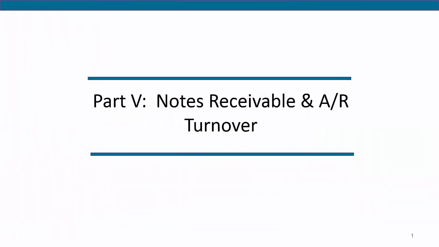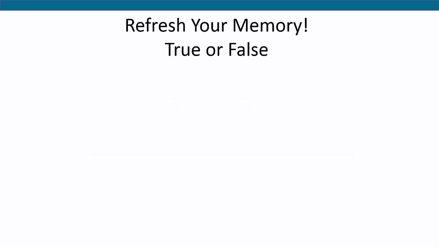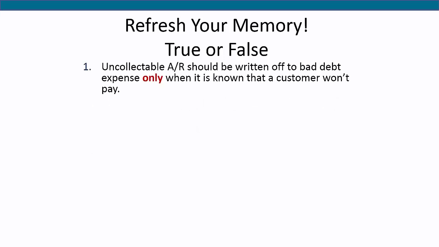Welcome back. Now we'll turn our attention and the subject to notes receivable, the last part of Chapter 4. But first, I'd like you to test your memory about accounting for accounts receivable by answering the following questions, true or false. Uncollectible accounts receivable should be written off to bad debt expense only when it is known that a customer won't pay.